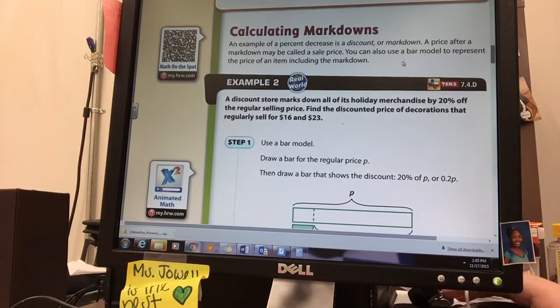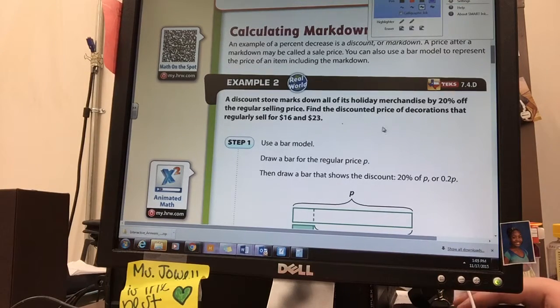Okay, so on the same page, down a little bit, it says calculating markdowns. Markdowns are similar but a little bit different. So a discount store marks down all of its holiday merchandise by 20% of the regular selling price. So we're just going to stop there.